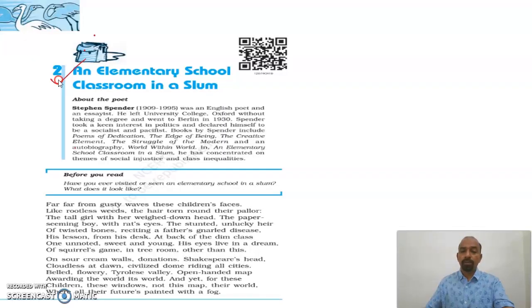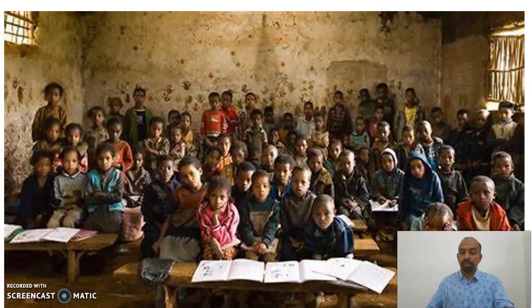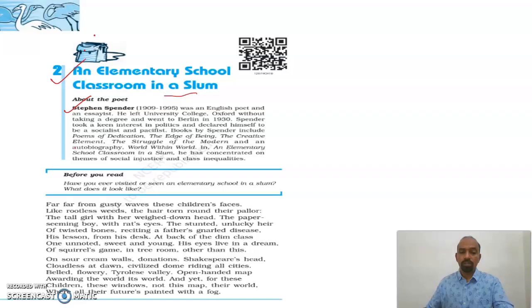Second poem, An Elementary School Classroom in a Slum, written by Stephen Spender. Look at this picture. This is a slum classroom. The poem describes the children and their destiny to study in such a slum classroom. Let us move on to the poem.